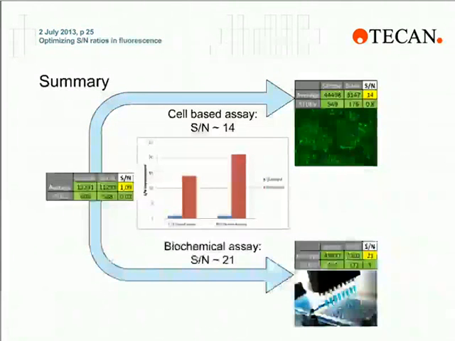As promised in the beginning, we optimized the signal-to-noise ratio for cell-based assays to 14 and for biochemical assays and suspension cells to 21.